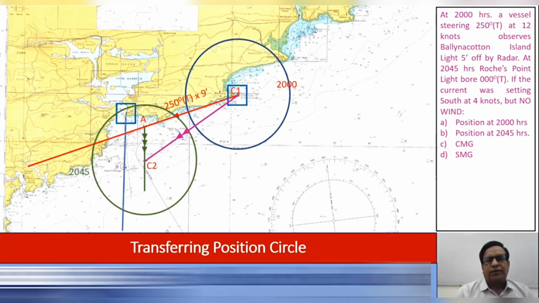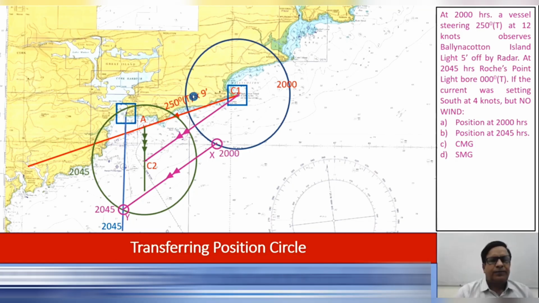Now we draw the 2045 PL to the position circle, where the two intersect, that is point Y, the 2045 fix. Then we draw C1, C2 through the 2045 position, and where it cuts the 2000 hour position circle becomes point X, and that is the position at 2000 hours. So we have completed the transfer of the position circle in case of current. You can see the entire plot now. Just have a good look at it and let me know your doubts, beta.